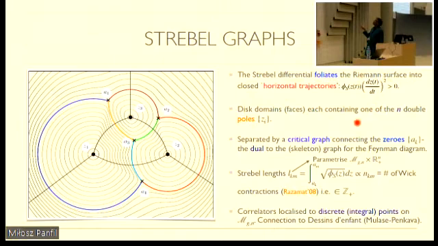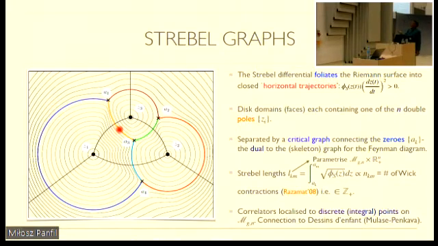So the horizontal trajectory is defined as something where phi dz square is positive. The idea is that if I look at these lines, they form closed trajectories, and moreover, they foliate the whole Riemann surface into disk-like domains, which are separated by a kind of graph, what's called a critical graph.